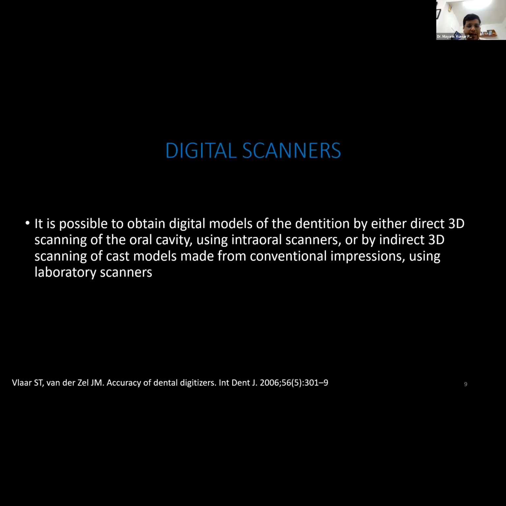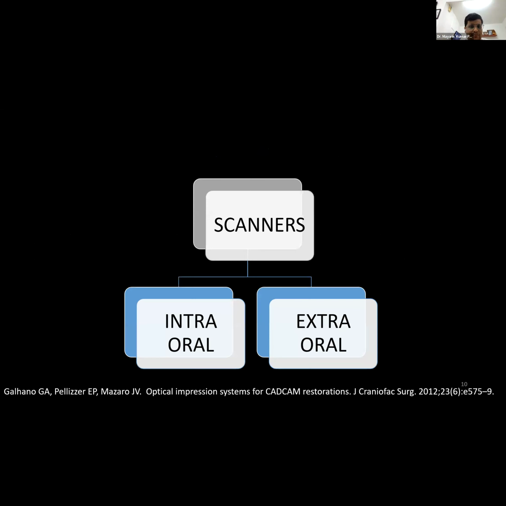Now, coming to digital scanners in particular. Whenever we do a conventional impression, it becomes a very cumbersome and laborious procedure for the patient and from a storage point of view. These digital scanners help us in a very easy manner. We can record the oral cavity, all the content, and store the data as well. They can either be used in the patient's mouth or in a laboratory setup.